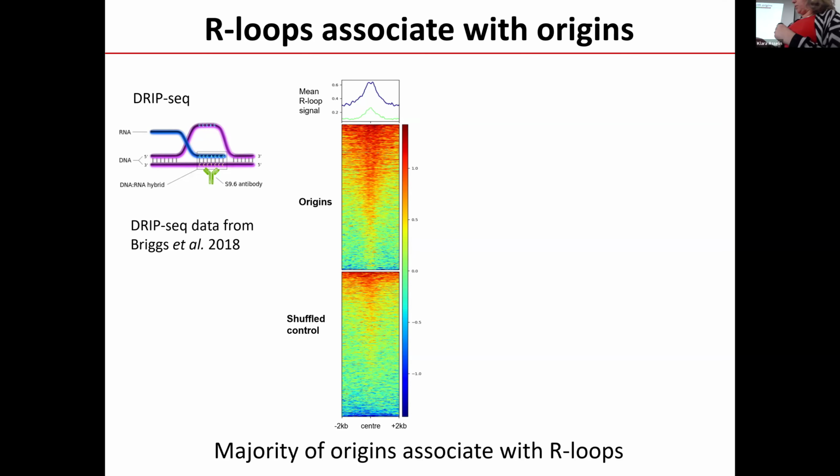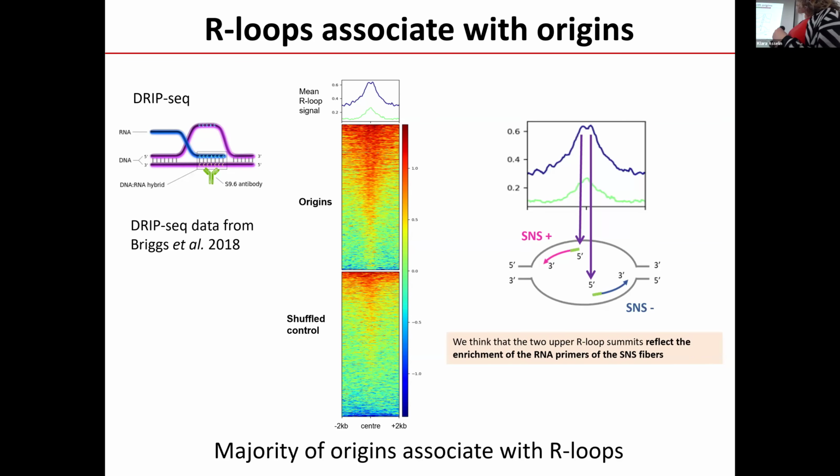And when you look a bit closer, there is this little double summit or double tip, and we are hypothesizing that these could actually be the enrichment of RNA primers that are the beginning of the SNS fibers within the replication bubble.